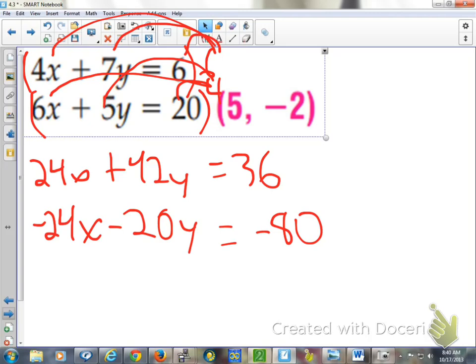Hopefully at this point you're saying, oh, I can see how this is going to go away. Now when we combine the equations, 24 plus negative 24, those are going to cancel. And then 42 minus 20 is what? 22y. 36 plus negative 80. I think that's negative 44 if you punch it in your calculator. What's that going to be when I divide by 22?